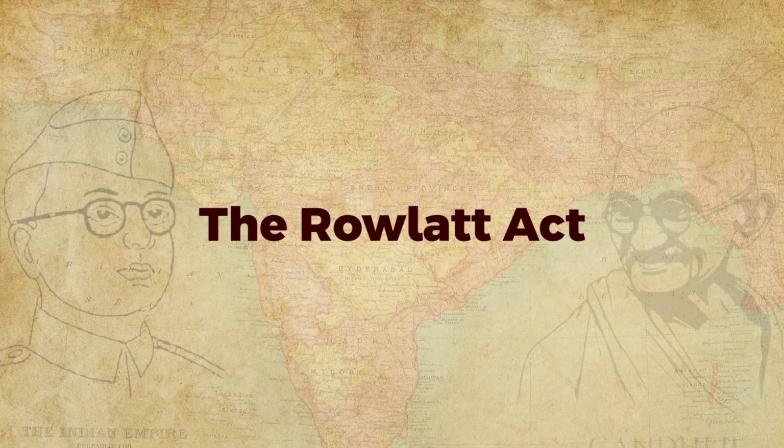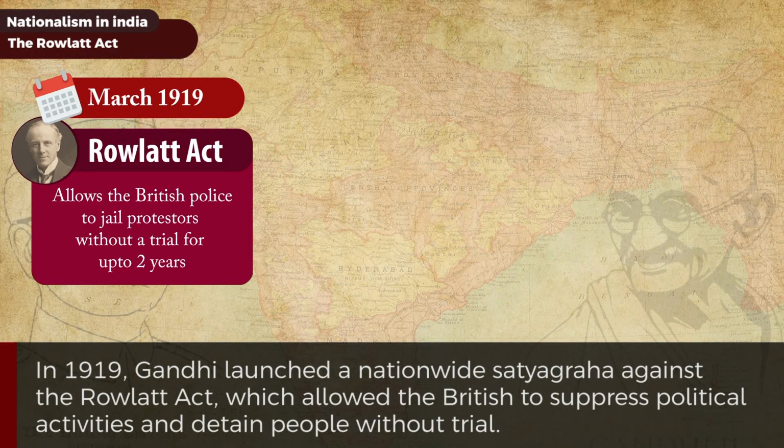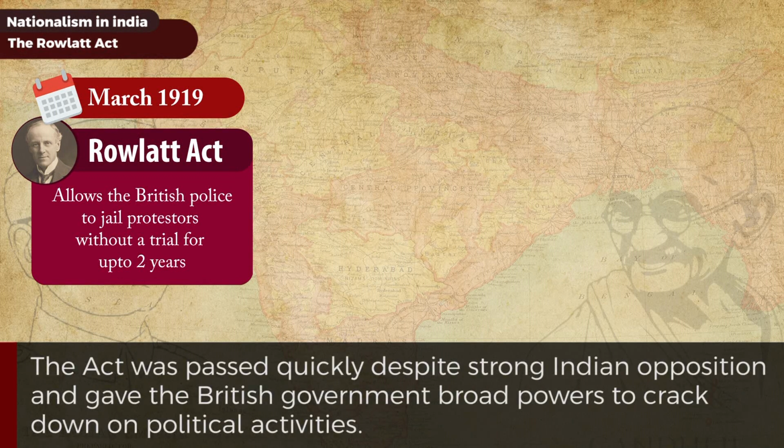The Rowlatt Act. In 1919, Gandhiji launched a nationwide Satyagraha against the Rowlatt Act, which allowed the British to suppress political activities and detain people without trial. The act was passed quickly despite strong Indian opposition and gave the British government broad powers to crack down on political activities.